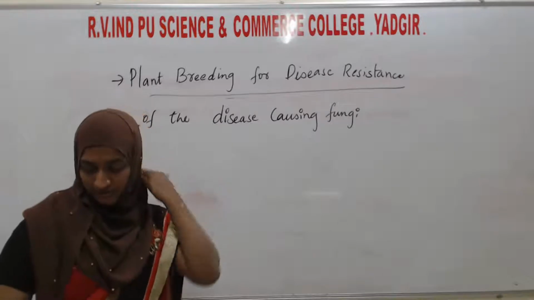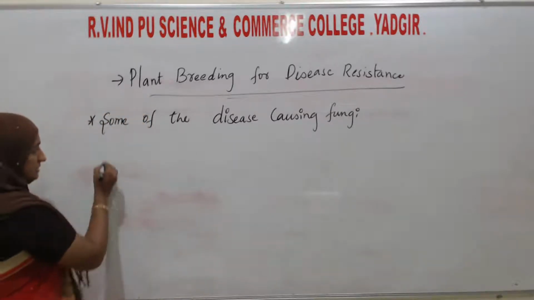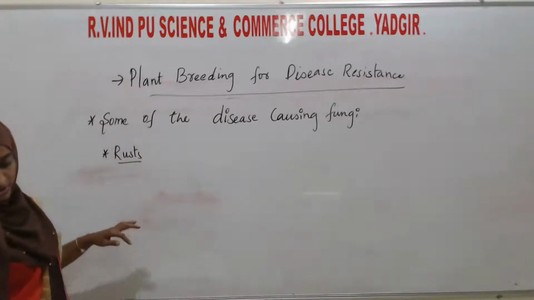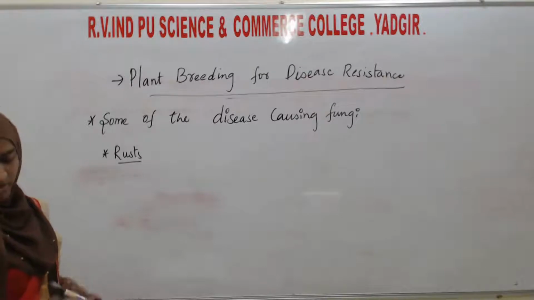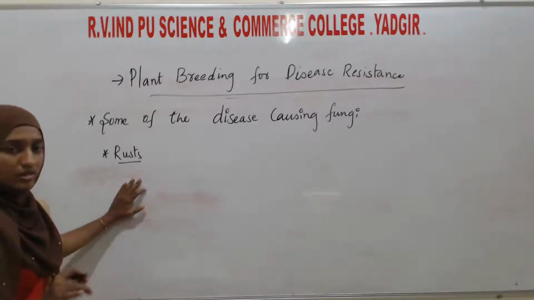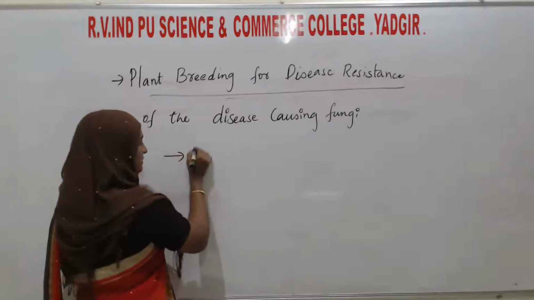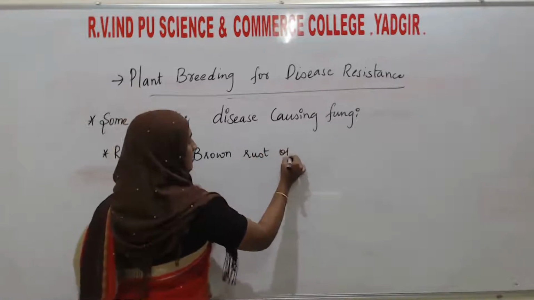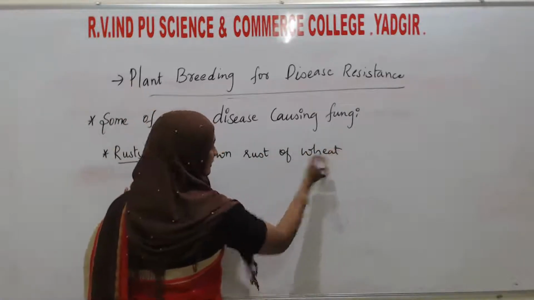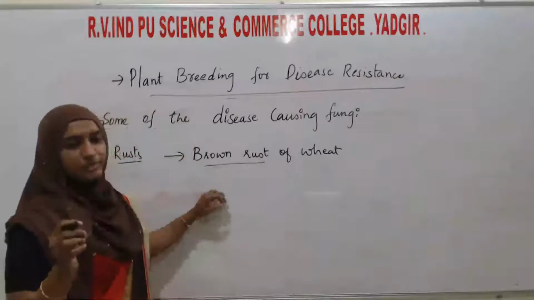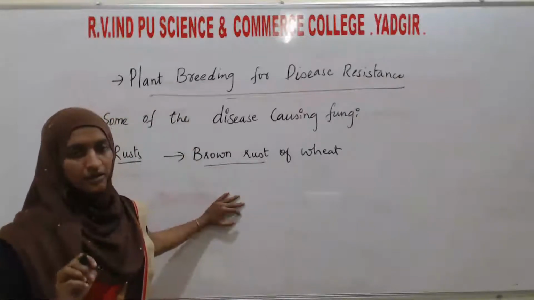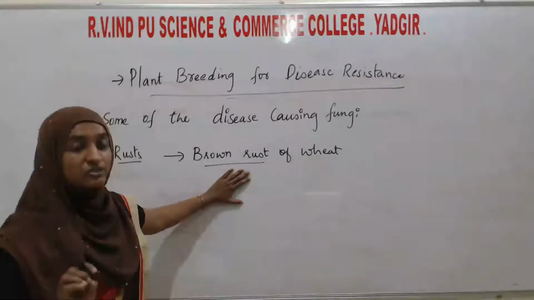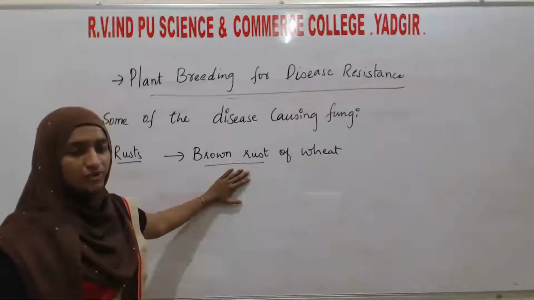And what are those fungi? Here they have given rust. Rust is the name of a fungus which is going to cause a disease especially in the wheat. What is that disease name? That is brown rust of wheat. Some fungi will be there in wheat, which will be of brown color. That is the brown rust of wheat, which is going to cause the diseases in the wheat crop fields.